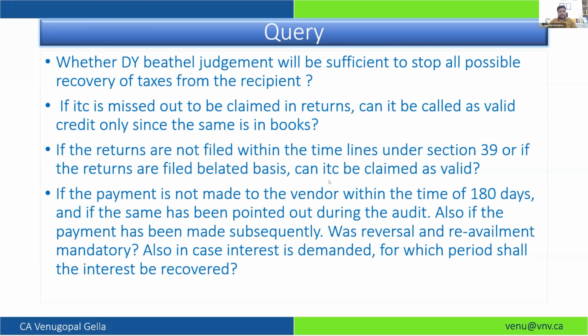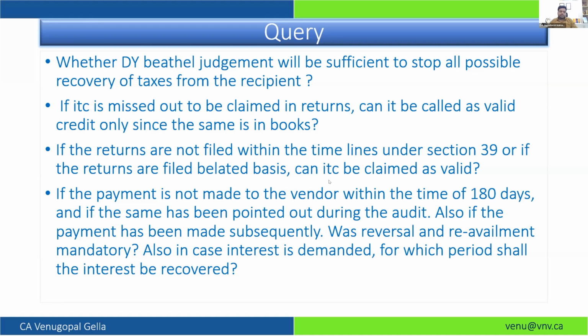If the returns are not filed within the timelines under section 39, or the returns are filed on a belated basis, can it be claimed as valid? We'll explain this with a small example. So I have not filed my March month return, this March 2023 return, but the same was filed this year, on 31st December 2023. Whether I can avail the March ITC in the December month?